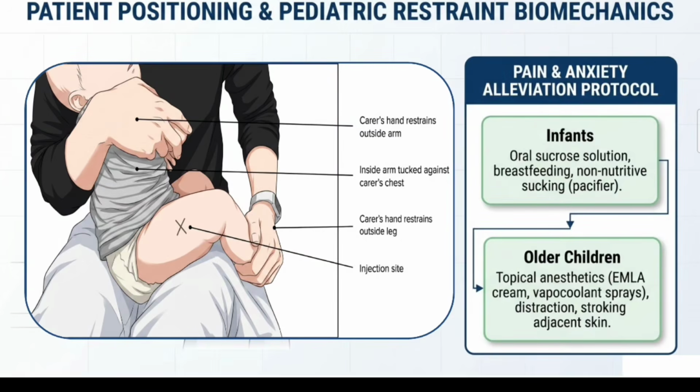The caregiver's hand restrains the outside arm and the inside arm is tucked against the caregiver's chest, and the caregiver's other hand restrains both the legs. And here is the injection site, the anterolateral thigh, for IM injection.